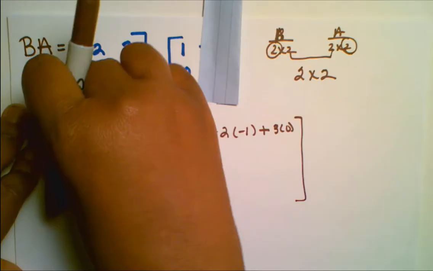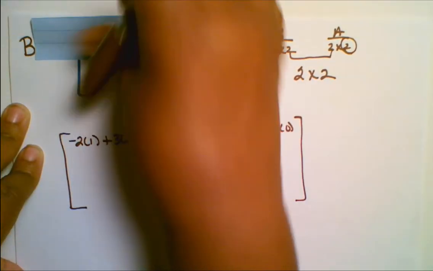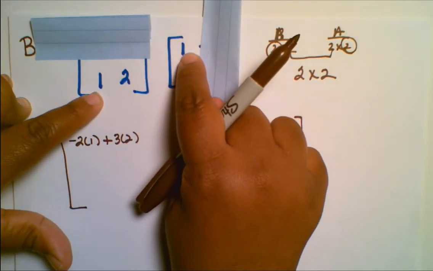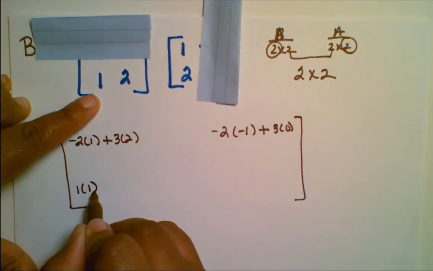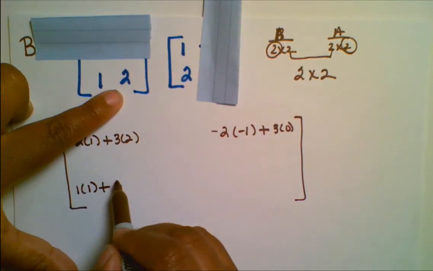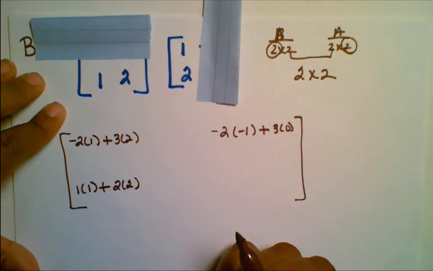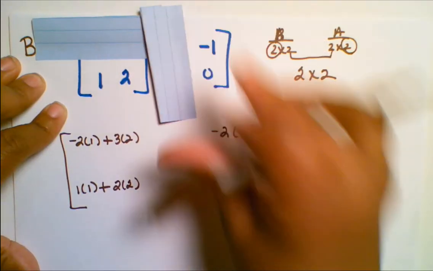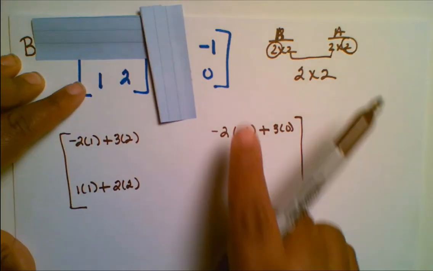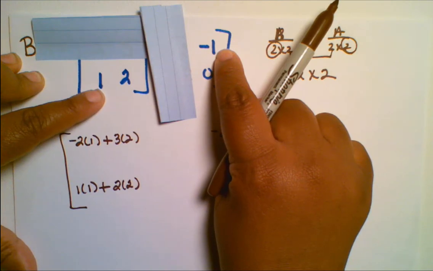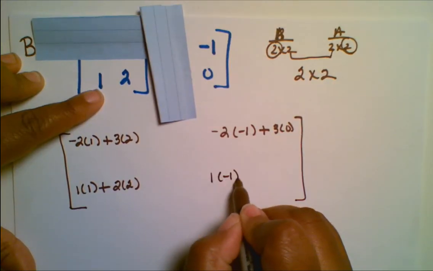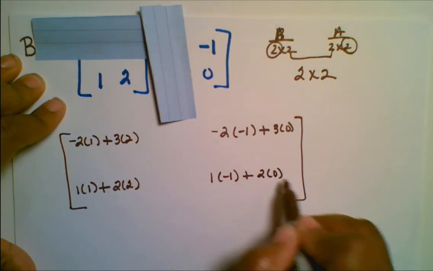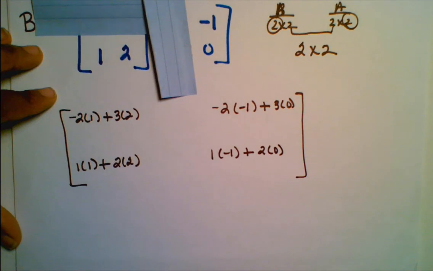Now let's look at row 2, column 1. We're saying 1 times 1 plus 2 times 2. And then row 2, column 2, we have 1 times negative 1 plus 2 times 0. Let's go ahead and simplify those.